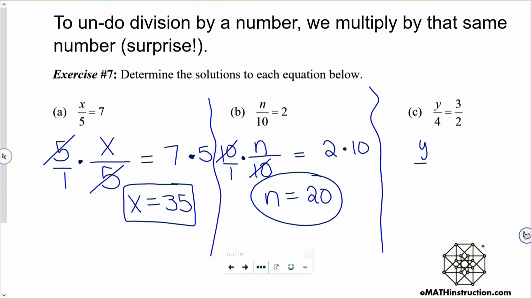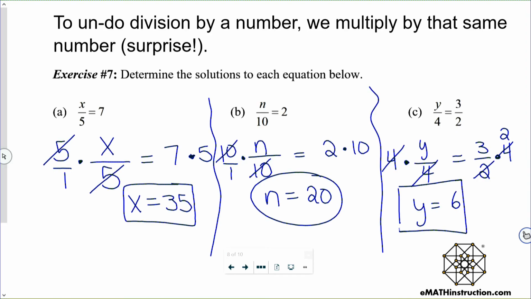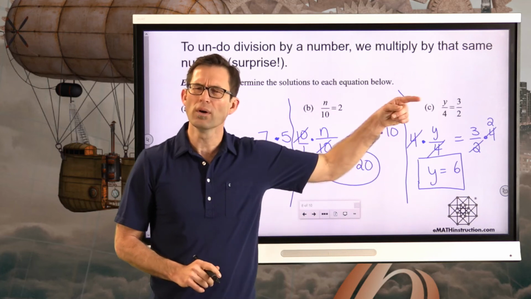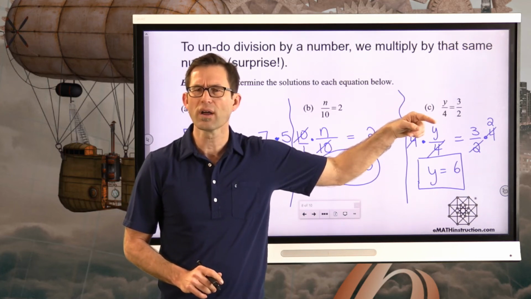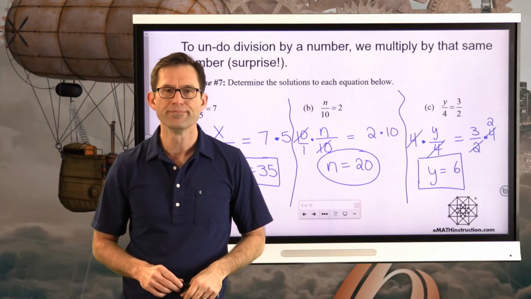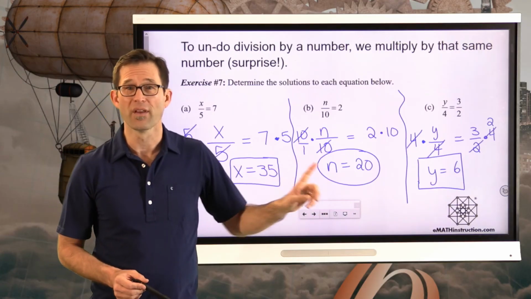So when I come over here, what I'll do is multiply this side of the equation by 4 and this side of the equation by 4. That will isolate the y. And then I just have to know how to multiply a whole number by a fraction, and that gives me y equals 6. That would have been a little bit harder to see by asking, what number divided by 4 gives me 3 halves? It's at least a little bit harder to think about than A and B.